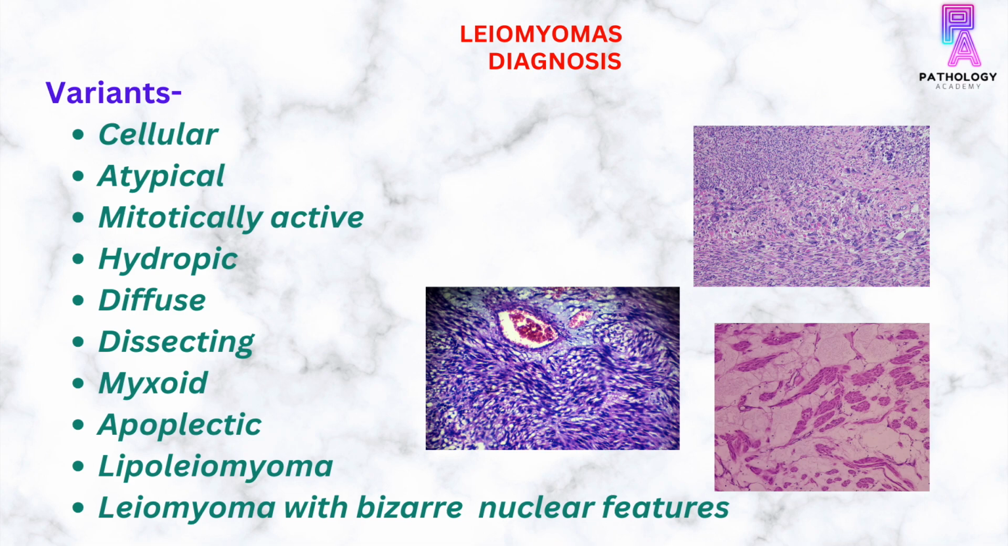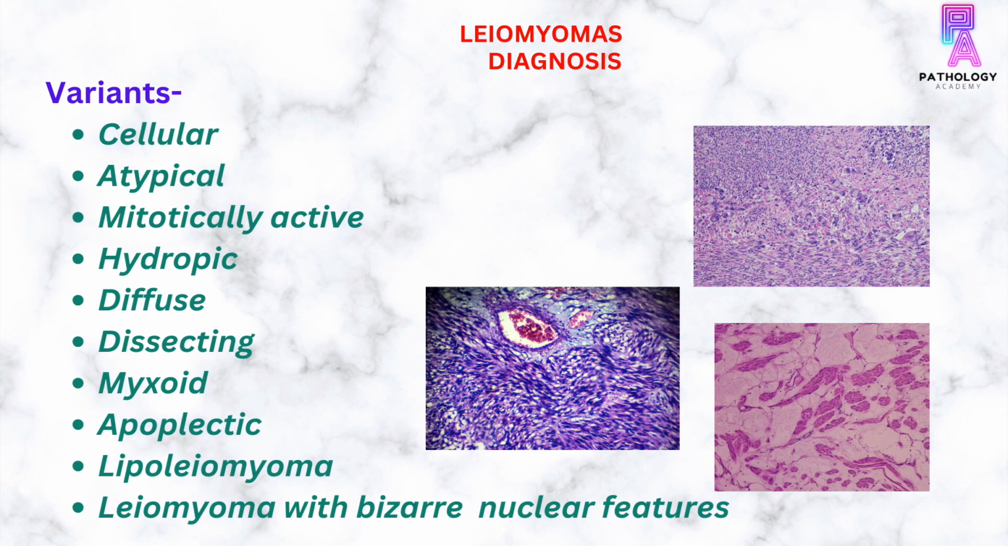Dissecting leiomyoma. Dissecting leiomyomas are those leiomyomas which have nodules of smooth muscle cells dissecting in the myometrium, and occasionally hydropic changes and intravenous extension can be seen. This is also known as cotyledonoid leiomyoma if it extends outside the uterus.